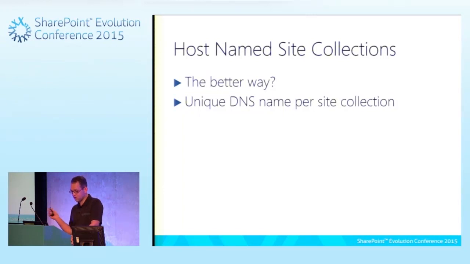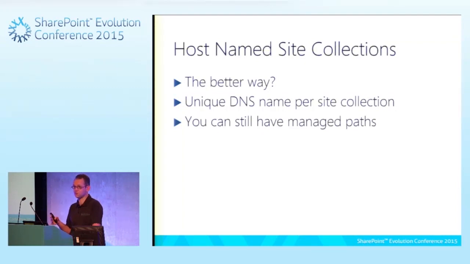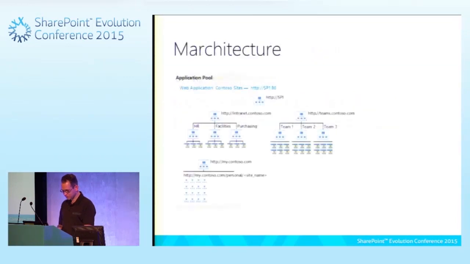Now, of course, like we will see in the demonstration, it's very easy to have sites with the same domain roots. You can still have managed paths. So we can still use them, well, not to scale, but to create some kind of structure. So portal.contoso.com/site/site A. But it's more used to create structure than scale.